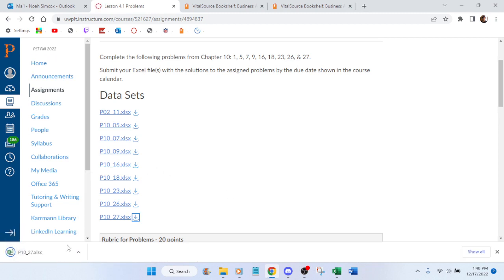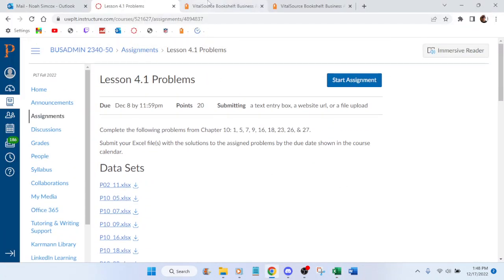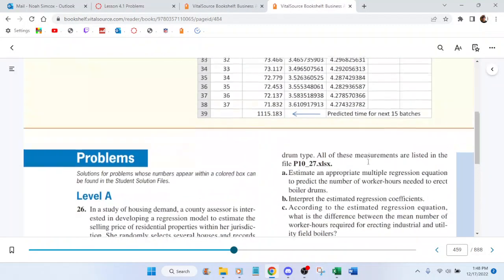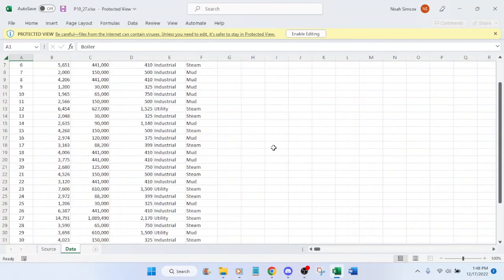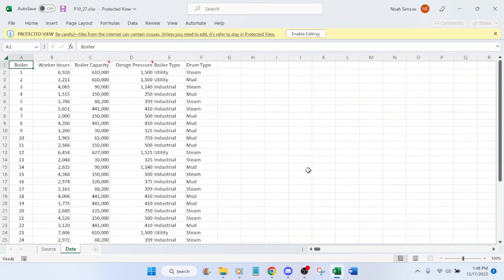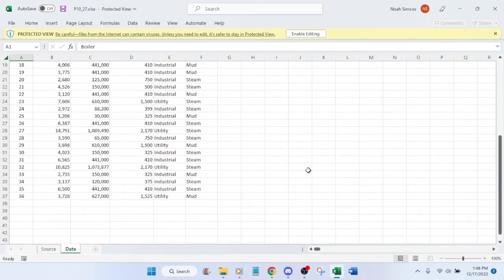Number 27. No, I don't want to do it. How do you create a dummy variable for multiple categories? Oh, I think each one only has two categories.